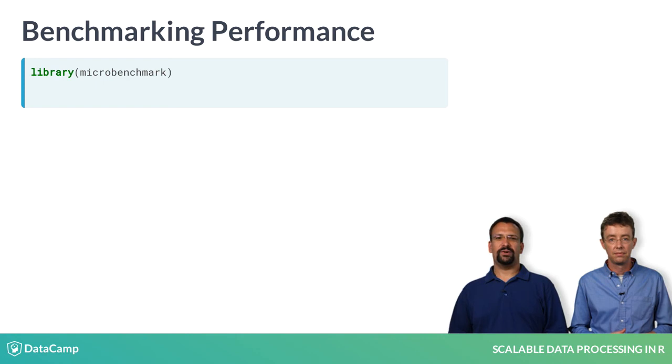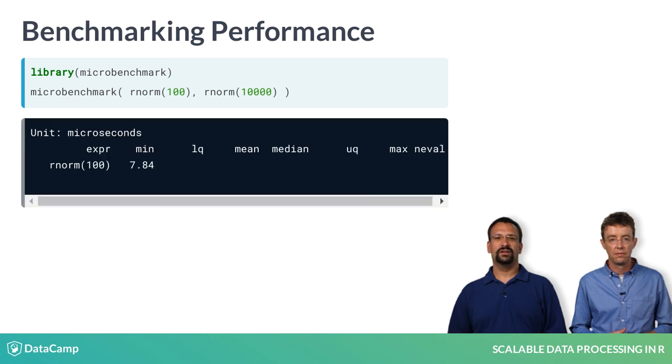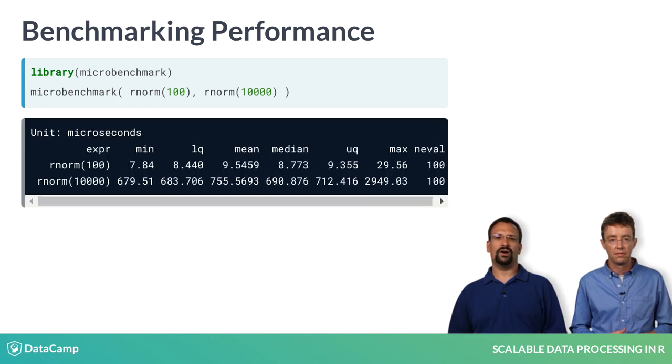We use the microbenchmark function to benchmark the runtime of two different expressions. The first one creates a vector of 100 random normals. The second expression creates a vector of 10,000 random normals. The function returns a summary of the distribution of the runtimes for the two different expressions. The mean runtime for the second expression is about 20 times that of the first.